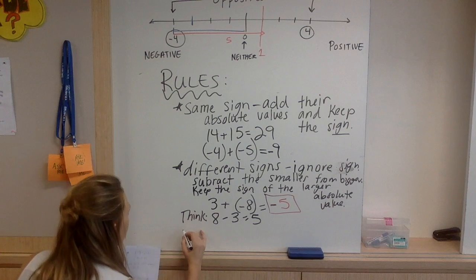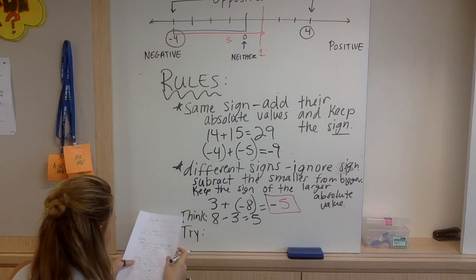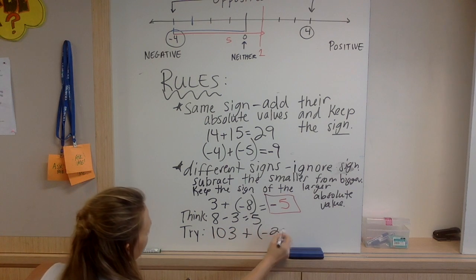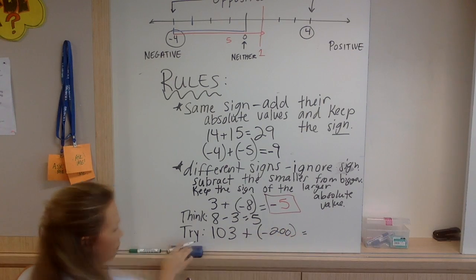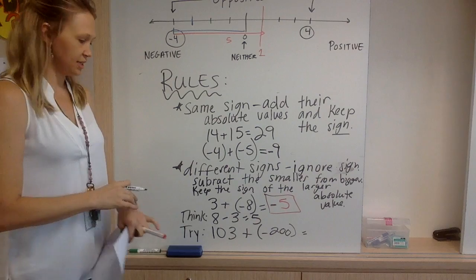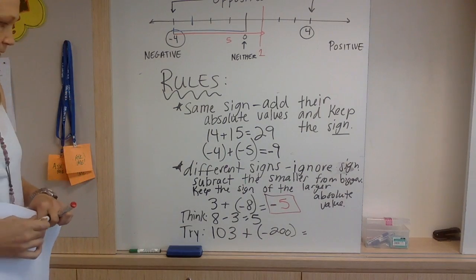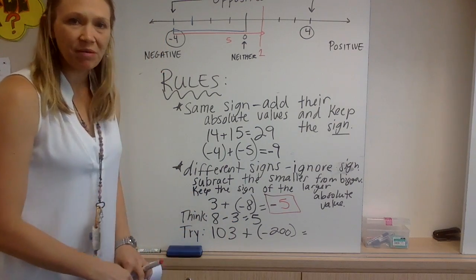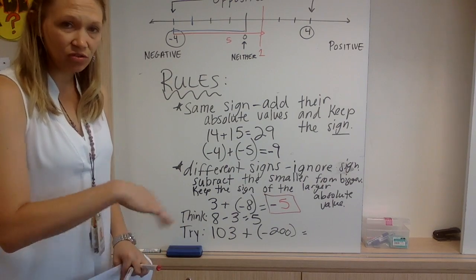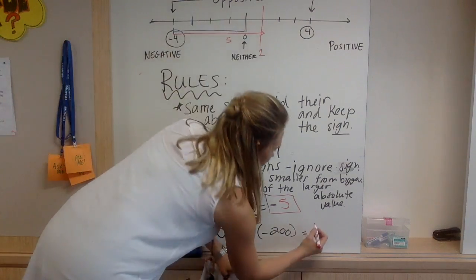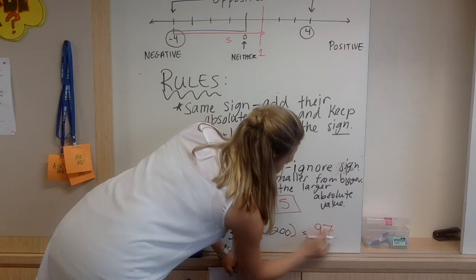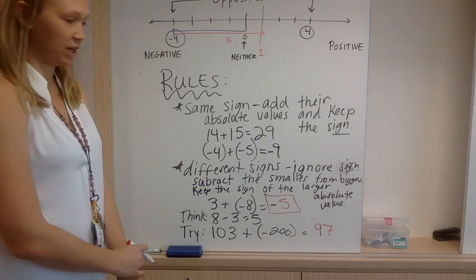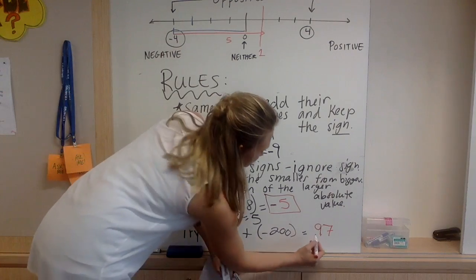Okay? I would like you to try this on your paper. 103 plus -200. Pause this and try that, please. 103 plus -200. All right, I hope you thought, what's the difference between their absolute values? So 200 minus 103. What's their difference? You should have gotten 97. And then which of the two numbers has the biggest absolute value? Well, that would be 200. And since 200 is negative, so is my answer.